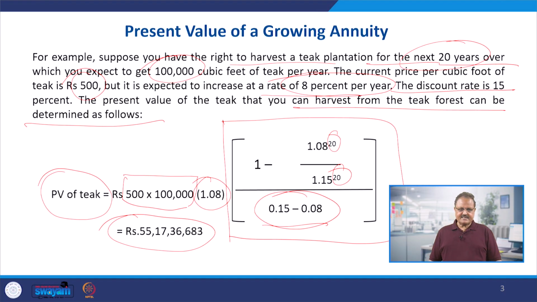So given all these inputs, if you put all these inputs into this model for calculating the present value of a growing annuity, you will get a final amount, and this amount is 55 crores 17 lakhs 36,683 worth of Indian rupees. The present value of this growing annuity is going to be there. More than 55 crores of the output is going to be there as a result of this growing annuity.